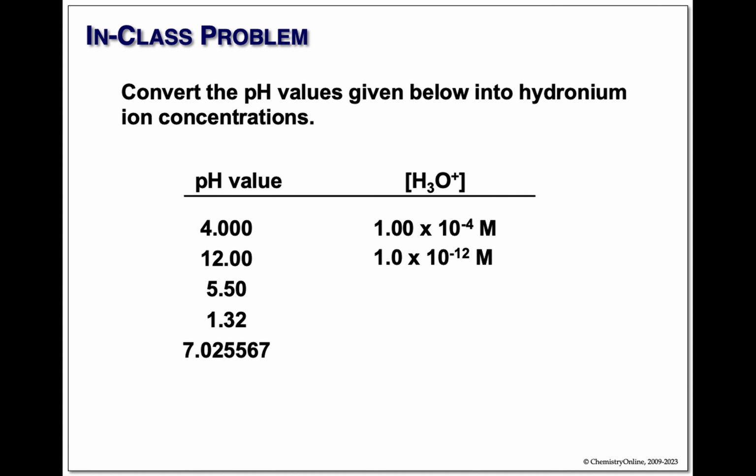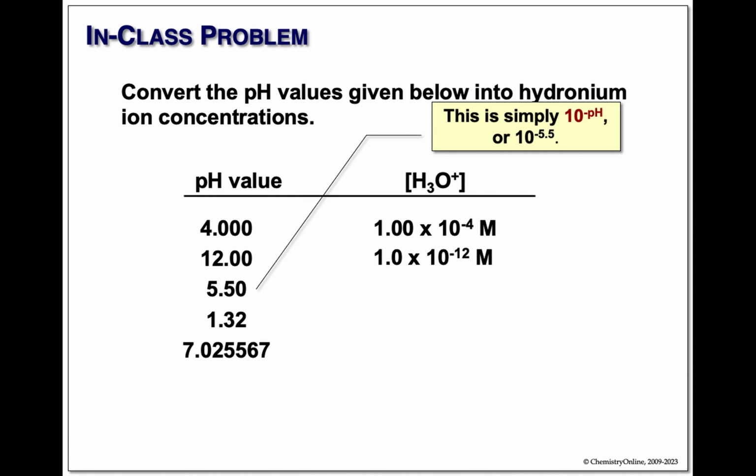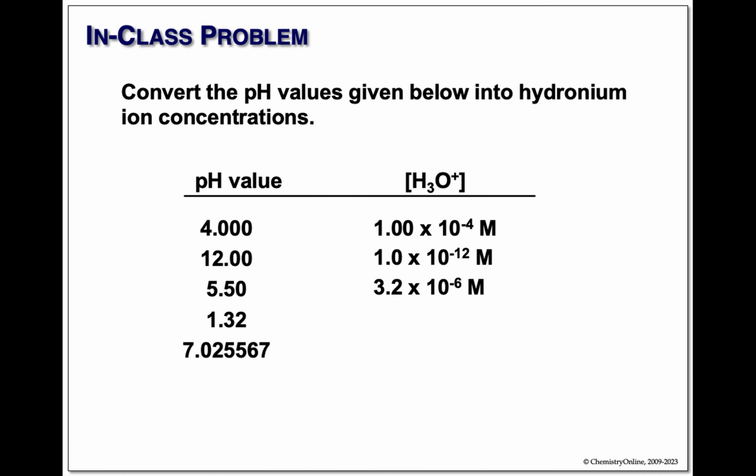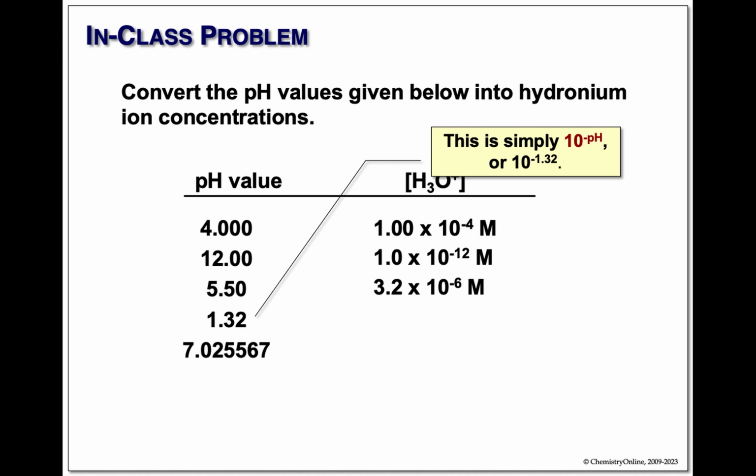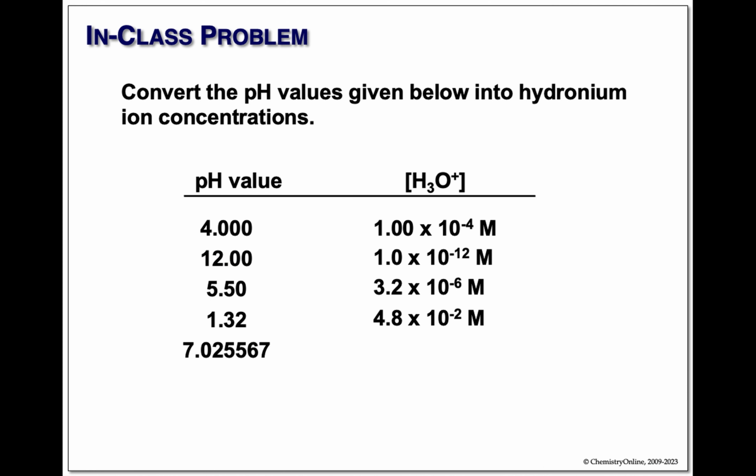5.5. Type in minus 5.5, hit 10 to the x, 10 to the minus 5.5, 3.2 times 10 to the minus 6. 1.32, 10 to the minus 1.32. This guy, hit 10 to the x on your computer or calculator, and we're at 5 times 10 squared.